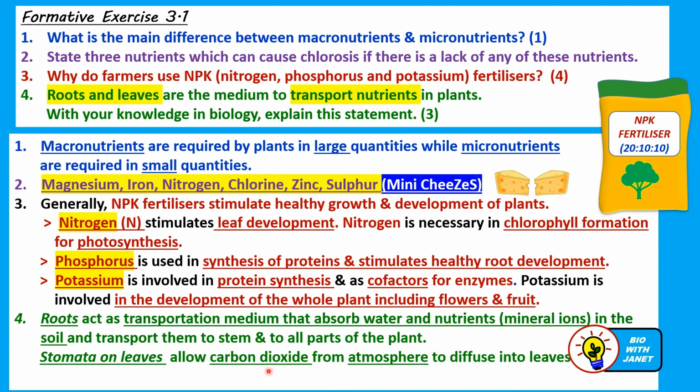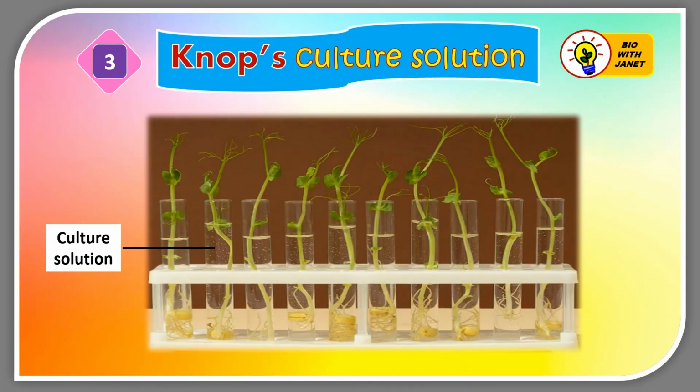So carbon dioxide contains carbon and oxygen, CO2, which are actually the macronutrients used by plants to produce glucose through photosynthesis. So we've already discussed the macronutrients and the micronutrients. Lastly, we're going to discuss the culture solution. Specifically, it's called the Knop's culture solution, in which plants can be grown, all right, as shown in this picture.